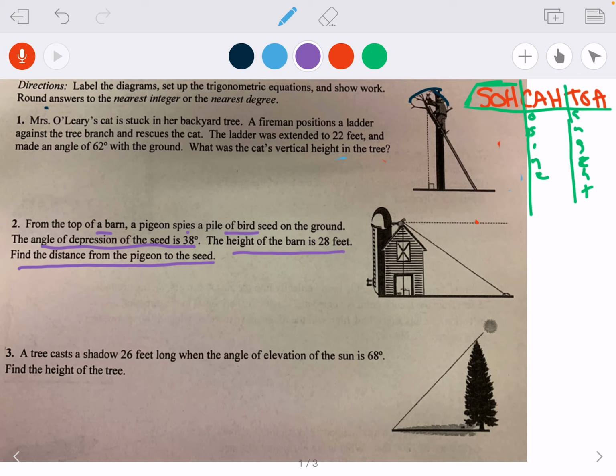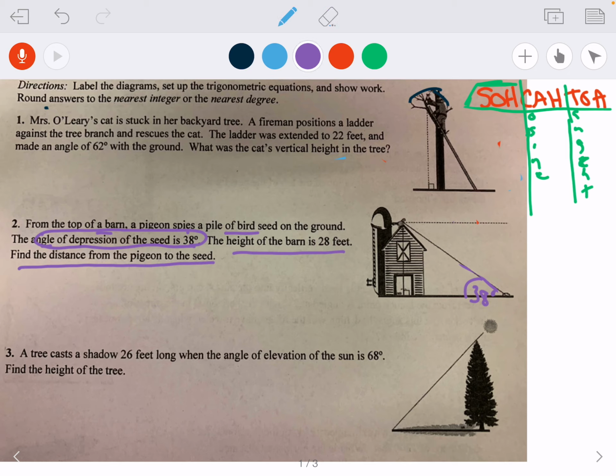So I'm going to start labeling what I know. Okay, I know that the angle of depression is 38. So remember, the bird is looking down, so this is 38 degrees right here. And before I go any further, this is my transversal line right here. So this also has to be 38 degrees. Okay, so I've got that. I'm going to take that 38 away so we can see what we're doing better.